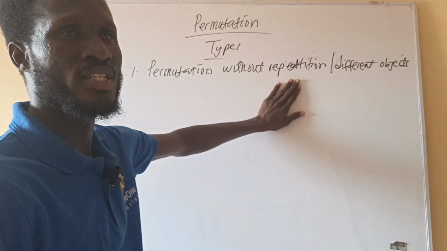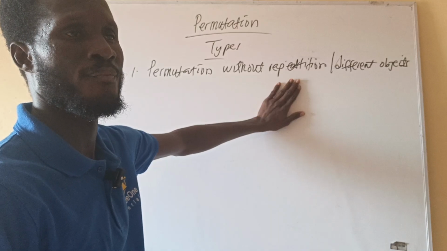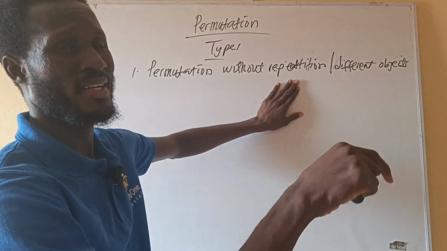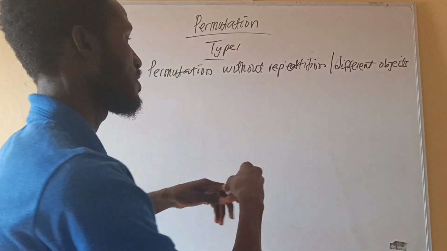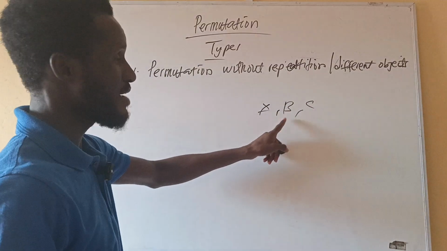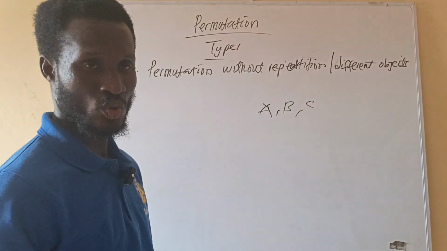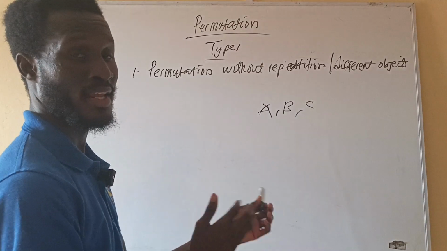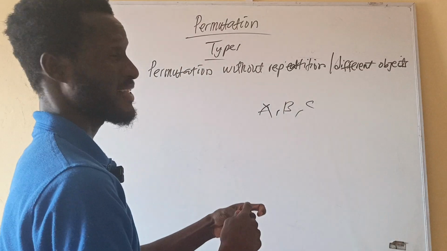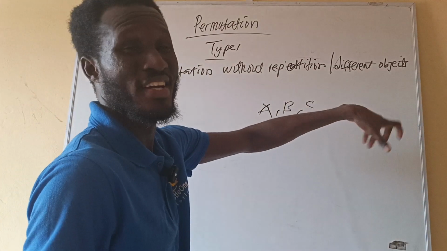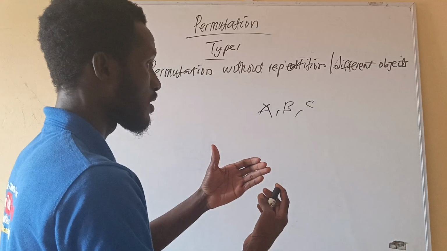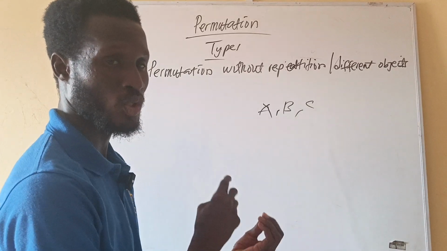Now, when I say without repetition, I am talking about the fact that what I am arranging is not identical. Some of them are not repeating itself. So let's say I'm arranging A, B, and then C. Now you see A, B, C, they are different letters altogether. I can arrange them in any way, so the letters are not repeating. When I say they are not repeating, it means that they are different objects. How do we arrange things like that? I'm going to talk about it.